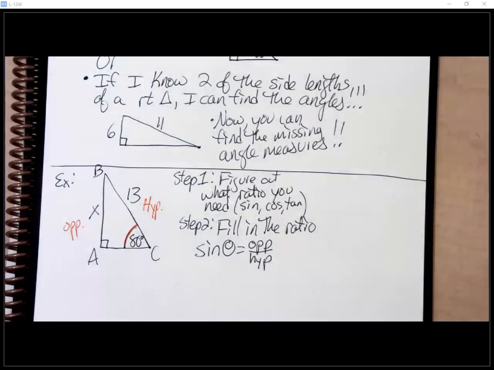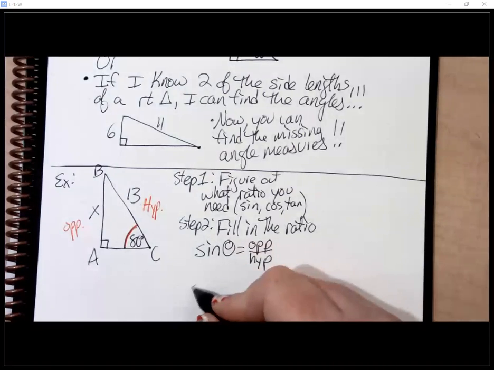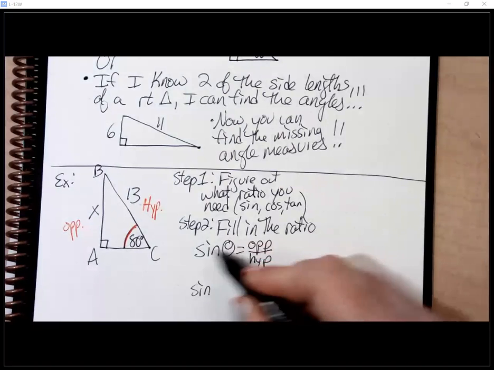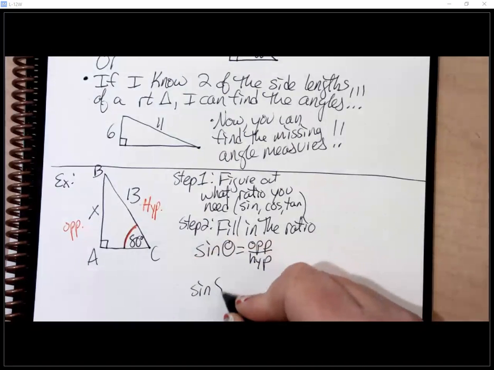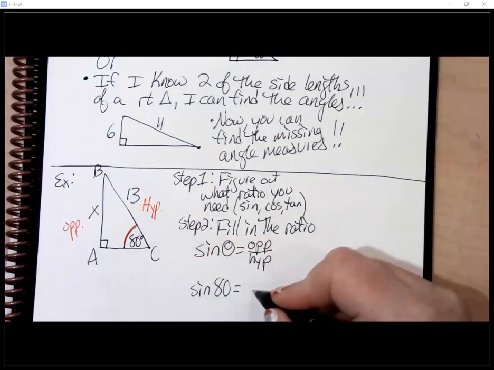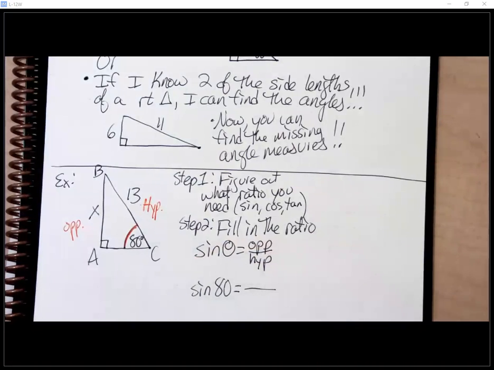Okay, ready? Check this out. So sine, I know what the angle is. It's 80 degrees. So I'm going to replace theta with an 80. I know what my angle is. Sometimes I won't, but this time I do. The opposite side, what is that? It's x. So an x goes right there. And then the hypotenuse is just the 13.